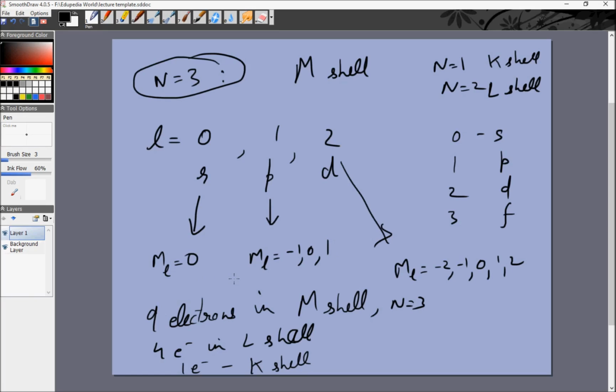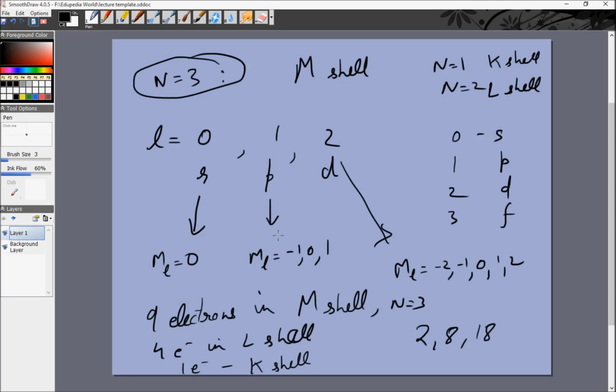Now, some of you might have noticed that this is actually half of the number we were hoping for: 2, 8 and 18. We know if you look at a periodic table that N is equal to 1 can have 2 electrons. N is equal to 2 can accommodate a total of 8 electrons. N is equal to 3 can accommodate a total of 18 electrons. So where does this factor of 2 come from?